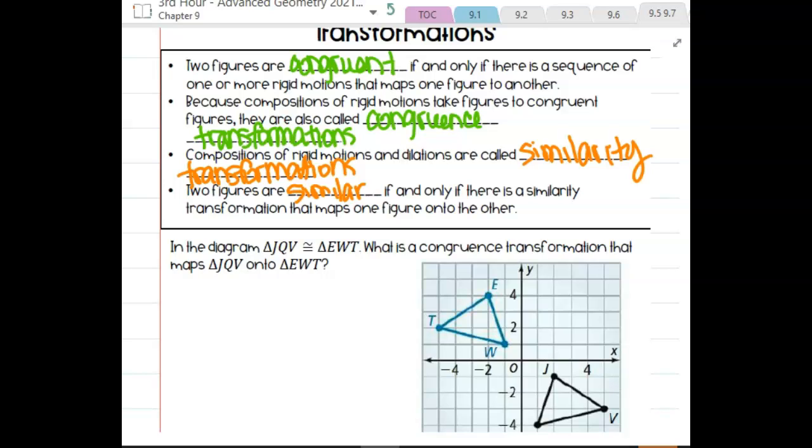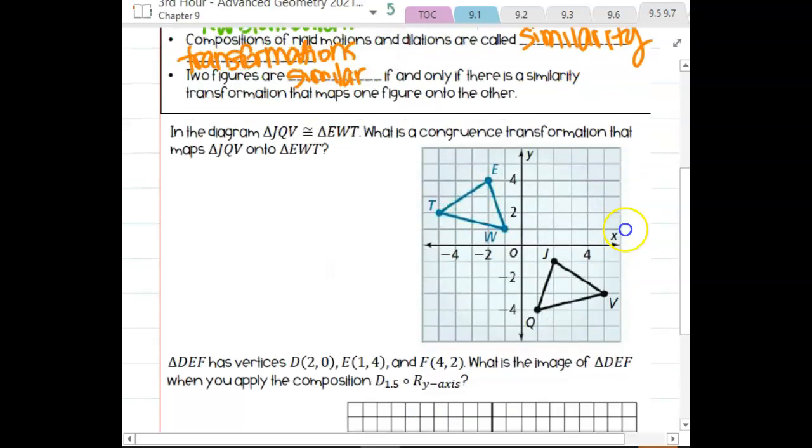So a composition of transformations just means you're going to do 2 or more transformations to the same figure. So it might mean you're going to take this triangle, rotate it, and then translate it. Or maybe you take this rectangle and reflect it, and then rotate it. But you're going to do 2 or more transformations on the same figure. That's what a composition of transformations is.